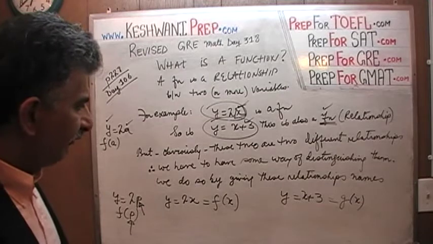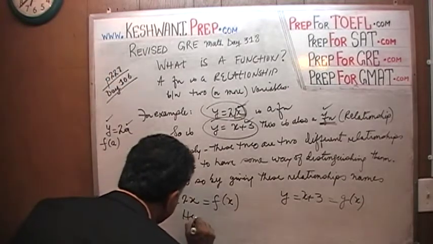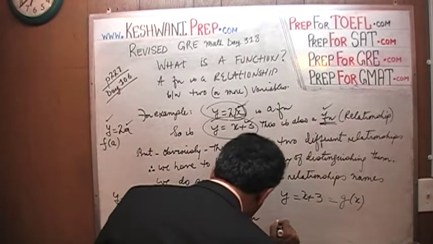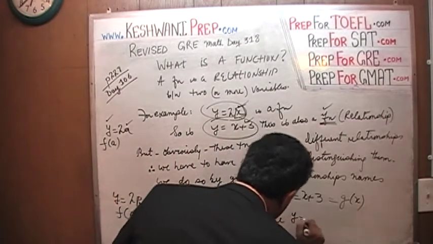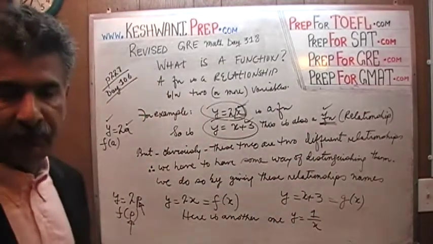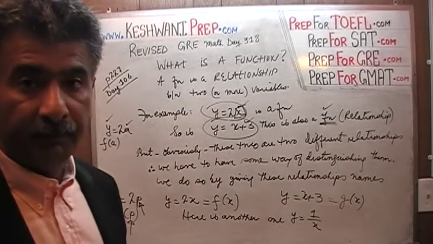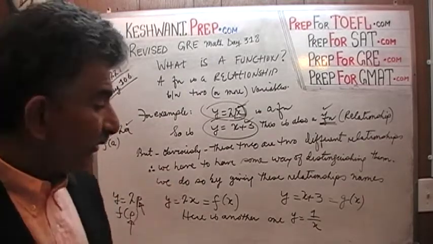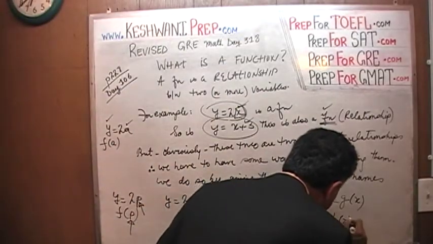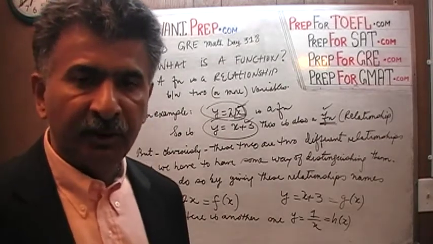So here we have f of x and g of x. Here's another relationship. Here's another one. Y equals 1 over x. Well, that's an entirely different relationship altogether. It's a third relationship. We have to give it a different name. We have f of x, we have g of x. Let's call this one h of x.